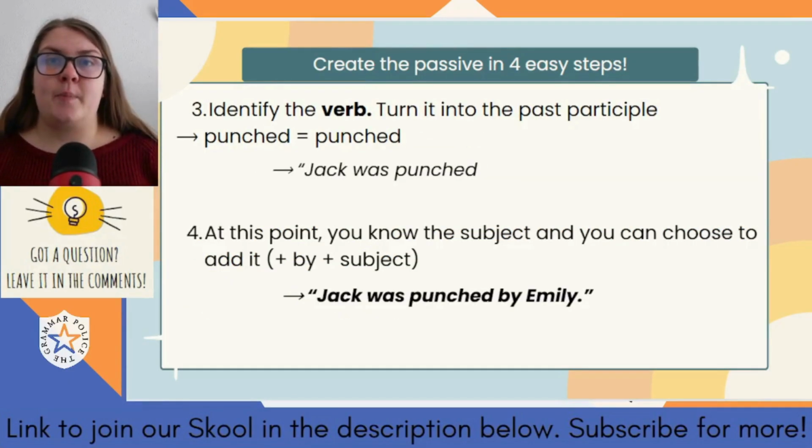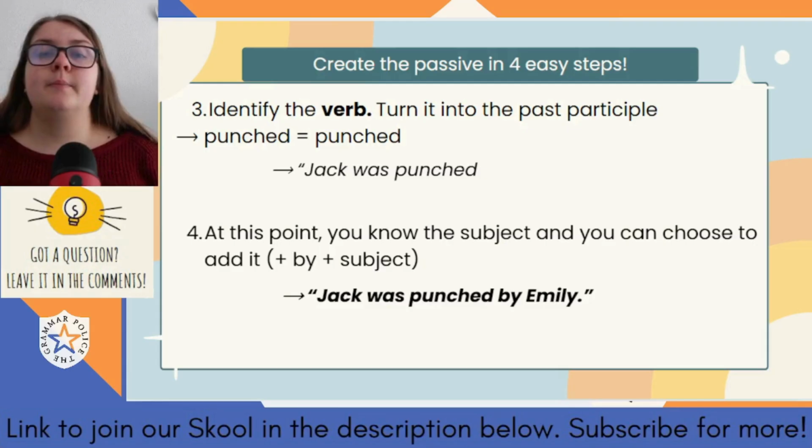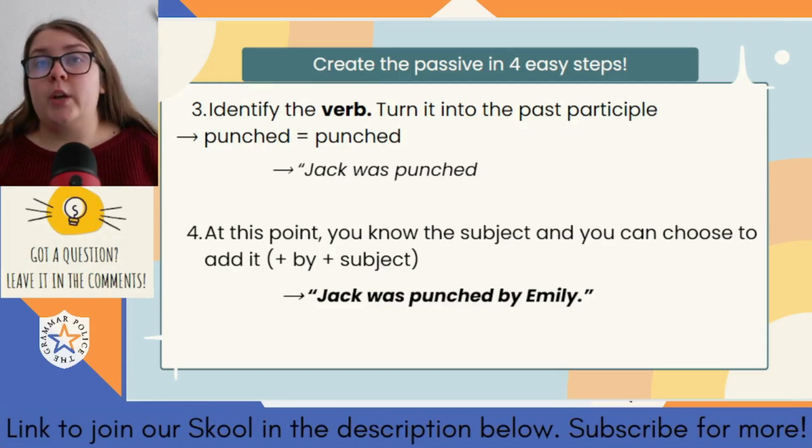Our next step is to find the verb in the sentence and turn it into the past participle. So, Emily punched Jack in the face. Punch is the verb. How do we turn punched into a past participle? Well, actually it's the same. Punched is punched in the past participle. So Jack was punched.